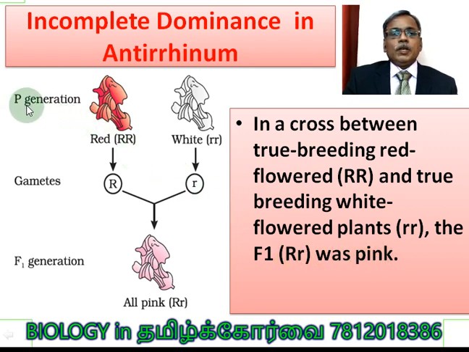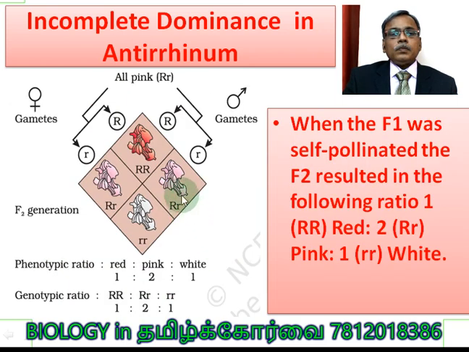So that is what you could see here. This is the parental generation where you could see red color flower capital R, white color flower small r, and the gametes become capital R and small r. In the F1 generation, all are pink, capital R small r. Again, when the F1 was self-pollinated, the F2 resulted in the following ratio: 1 capital R capital R red, 2 capital R small r pink, 1 small r small r white.